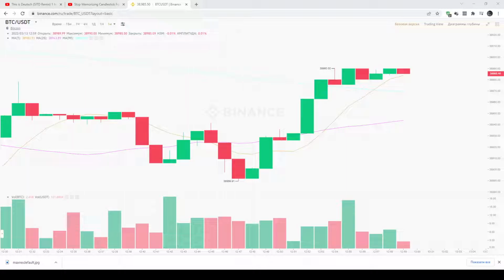The same is true for the long red candlestick. Within a downtrend, it tends to confirm it, and when it appears in an uptrend, it is more likely to signal a reversal. Second, short candlesticks.